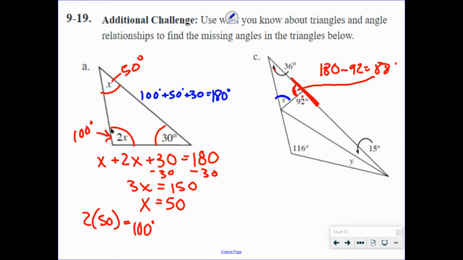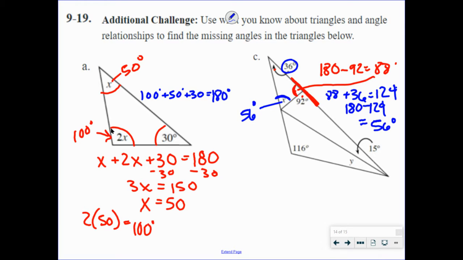So how do we find this one? Well, all the angles of a triangle add up to 180 degrees. So if we do 88 plus 36, because we have this angle right here, that equals 124. So we're almost to 180 degrees. Now we have to do 180 minus 124 to find X. That's our missing angle. So that would be 56 degrees. So that is our X.